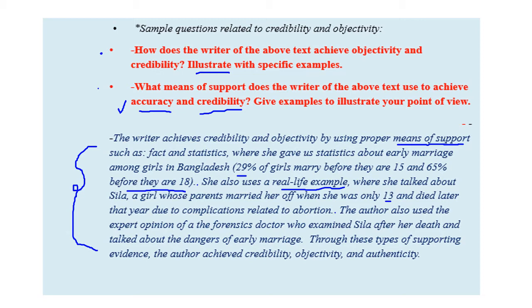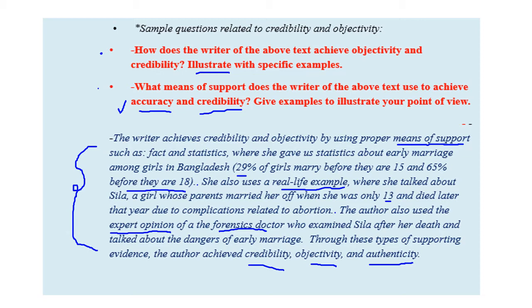Finally, the author also used the expert opinion of the forensics doctor. Forensics doctor is the doctor who examines corpses, people after they're dead, for a certain investigation, a criminal act, who examined Sila after her death and talked about the dangers of early marriage. Through these types of supporting evidence, the author achieved credibility, objectivity, and authenticity. Full stop. I know you see the answer is long, but it's pretty straightforward.